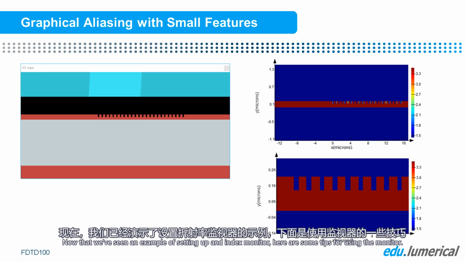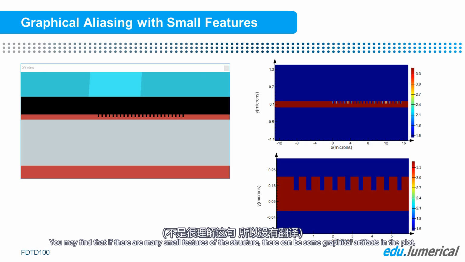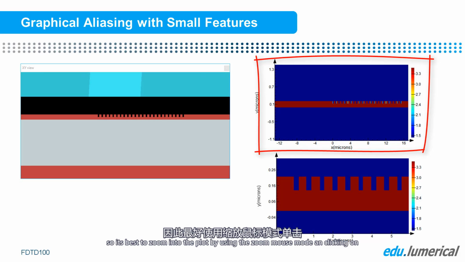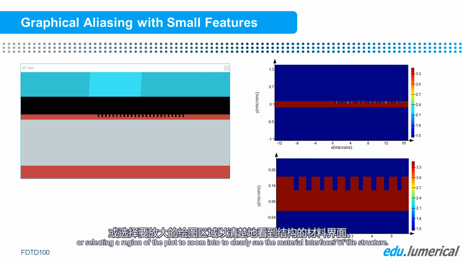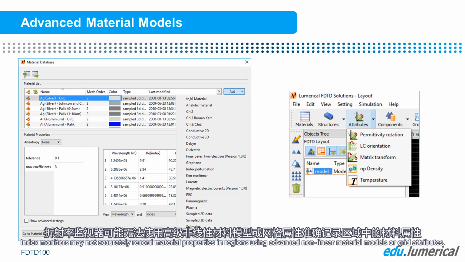Now that we've seen an example of setting up the index monitor, here are some tips for using the monitor. You may find that if there are many small features of the structure, there can be some graphical artifacts in the plot, so it's best to zoom into the plot by using the Zoom mouse mode and clicking on or selecting a region of the plot to zoom into to clearly see the material interfaces of the structure. Index monitors may not accurately record material properties in regions using advanced nonlinear material models or grid attributes.